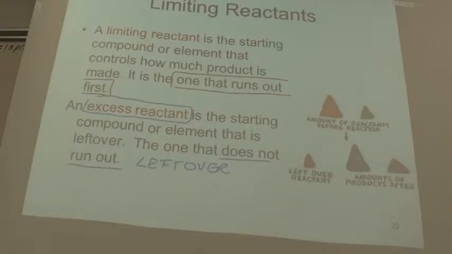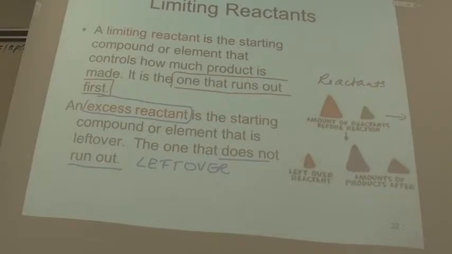So let's look at this depiction. Before, you have this much, a pile of red, and you have a pile of green. These would be the reactants. And here are the products. It forms a pile of blue and a pile of purple. These two things combine to form these two things.